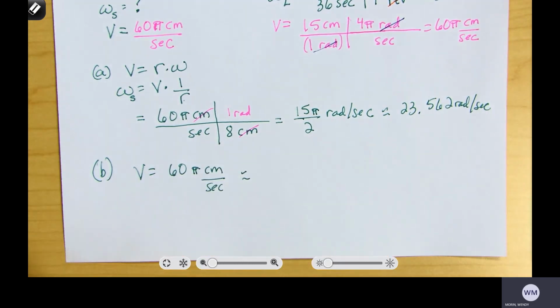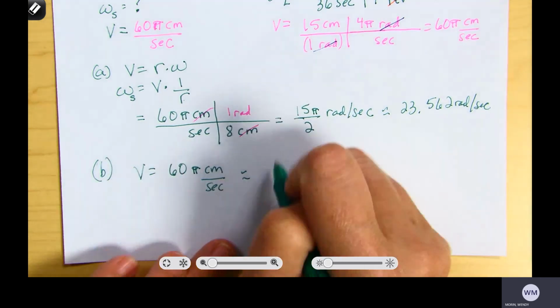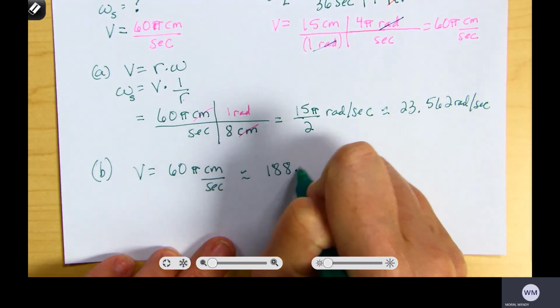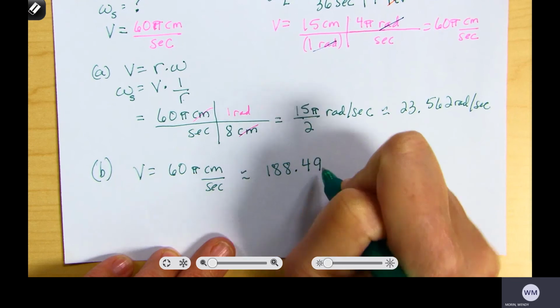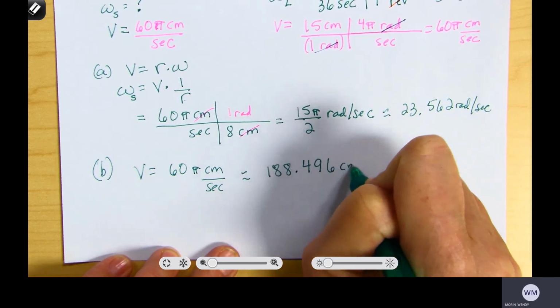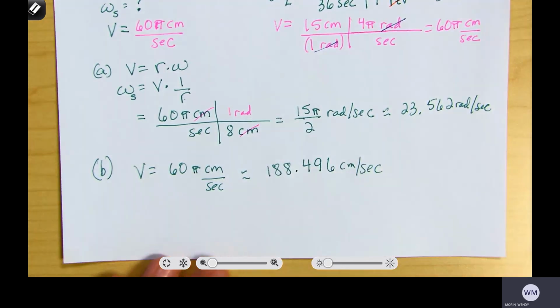60 pi centimeters per second, or approximately 188.4955 centimeters per second. Okay, and that should help you with one of the problems in your assignment. And that is linear and angular velocity. If you need to, rewatch the video. Make sure you follow the steps 1 through 6, show your work neatly.